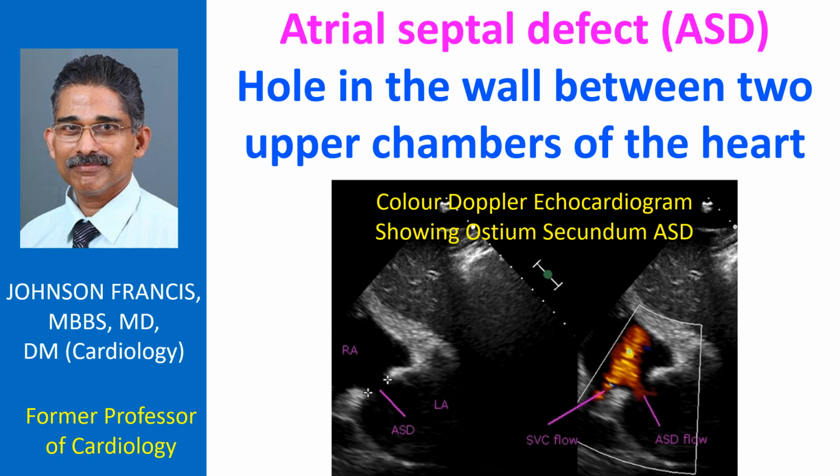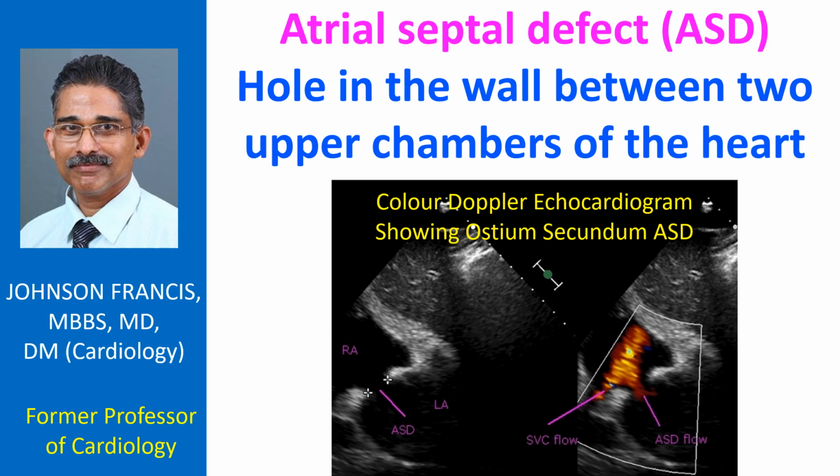Atrial septal defect is one of the commonest congenital heart diseases in the adult. It is a defect in the septum separating the two upper chambers of the heart. The defect in the septum between the right and left atrium can be in various locations. The commonest variety, which occurs almost in the center, is known as Ostium secundum type.